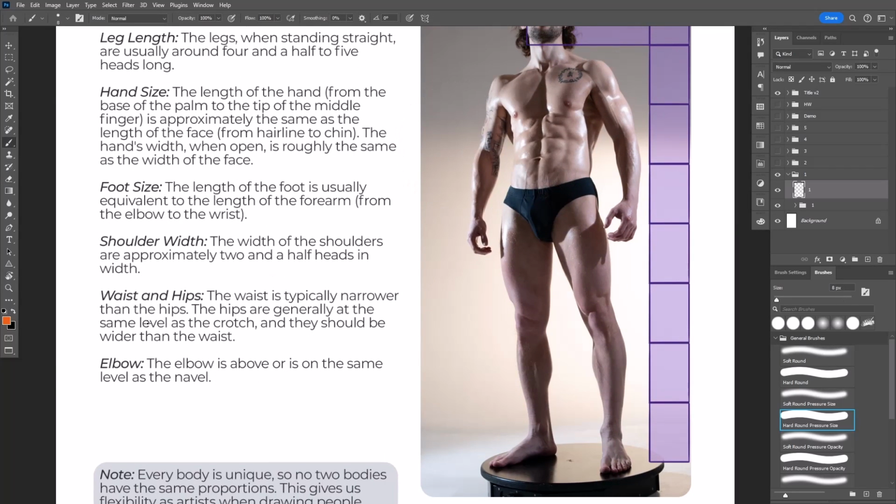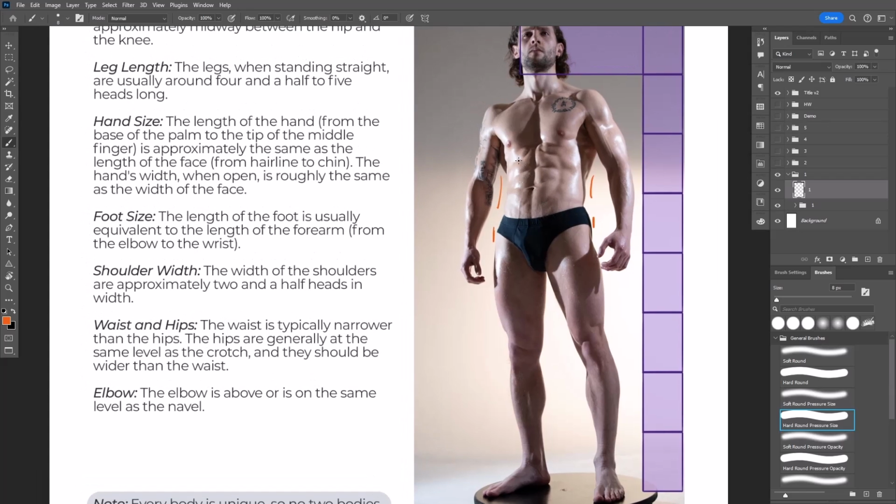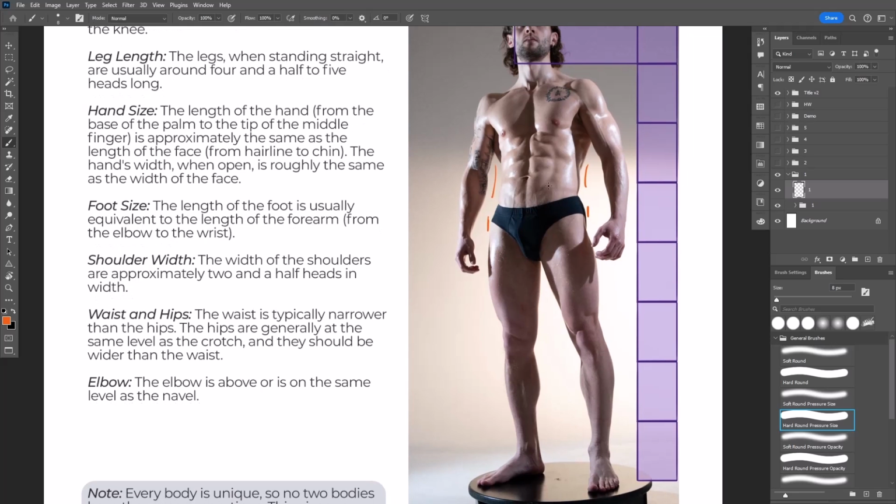And then you have waist and hips. The waist is typically narrower than the hips. The hips are generally at the same level as the crotch, and they should be wider than the waist. If you look here, this guy is very lean, so you can see his waist is slightly narrower than the hips, ever so slightly. There will be a more extreme difference in waist to hips ratio in women than in men, but men also have slightly narrower waists than hips.